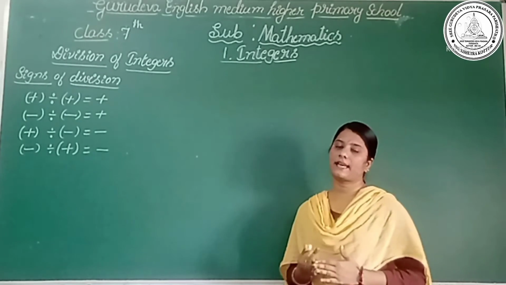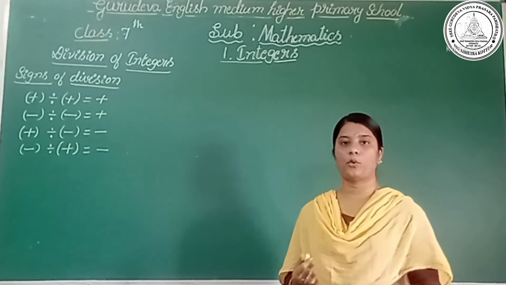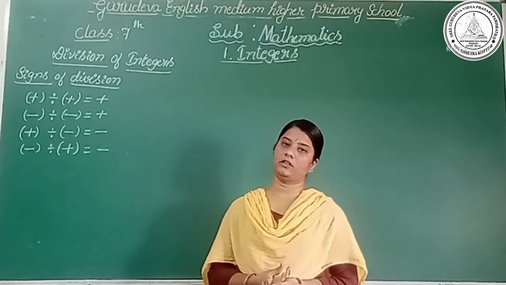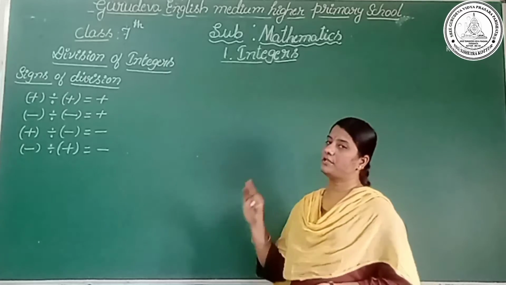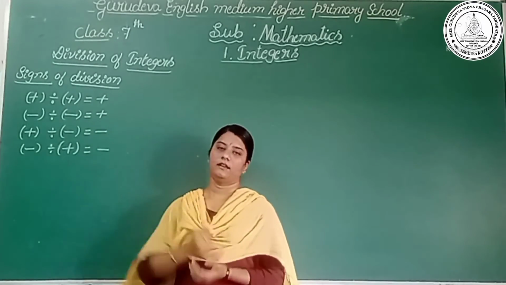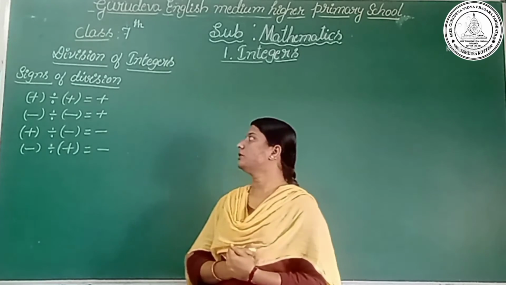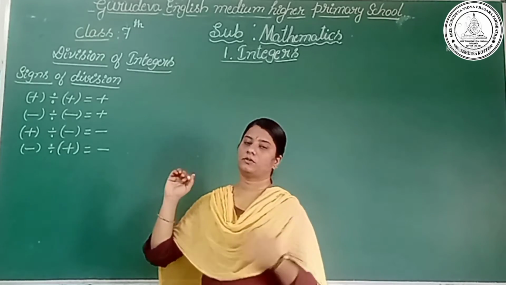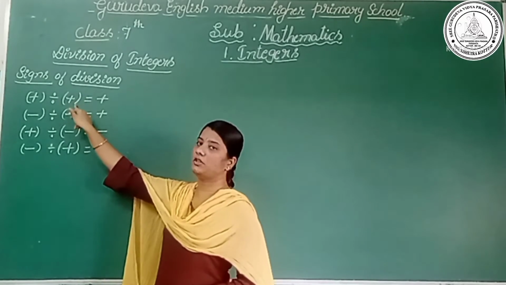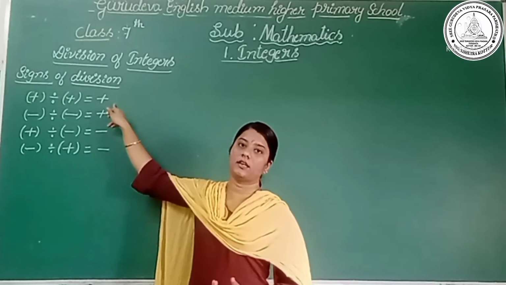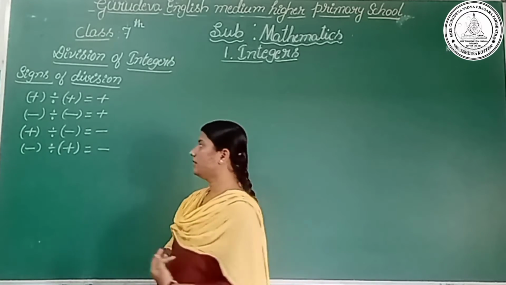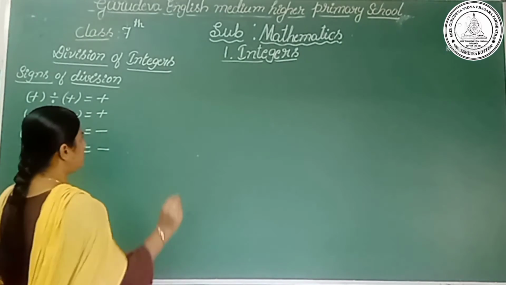In the division of signs, we can divide a positive integer by a negative integer, a negative integer by a positive integer, a positive integer by a positive integer, and a negative integer by a negative integer. So what are the signs of division? If we divide a positive integer by a positive integer, we will get the quotient as a positive integer. Right? So let's see here the division of a positive integer.